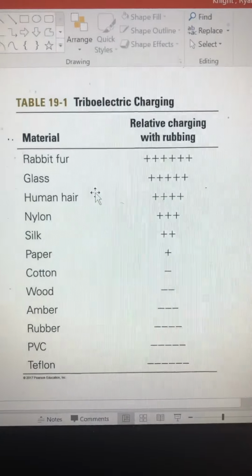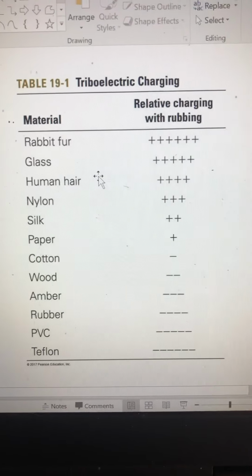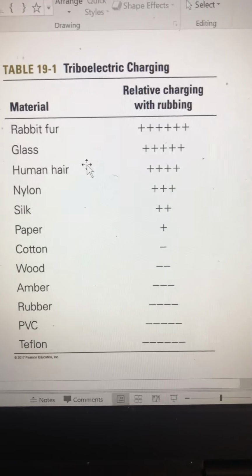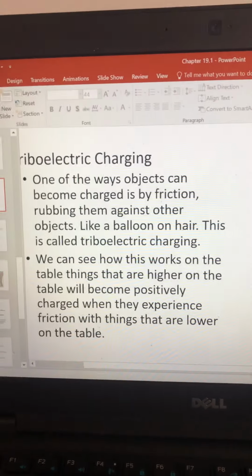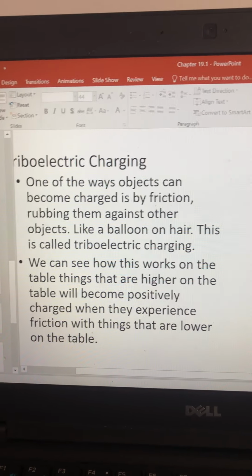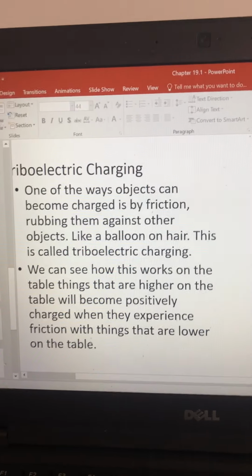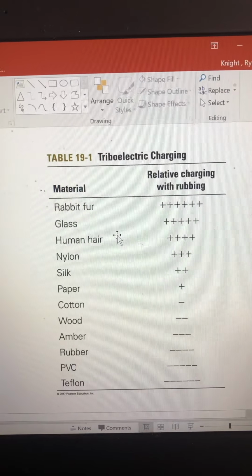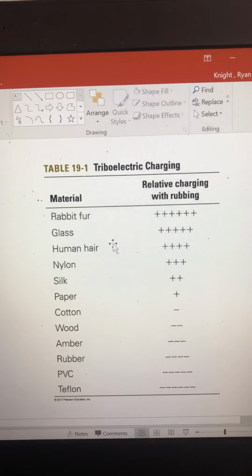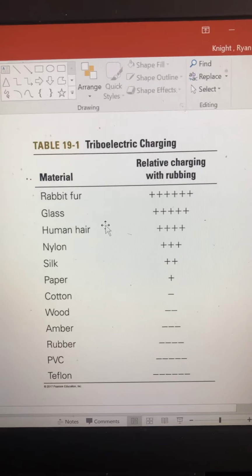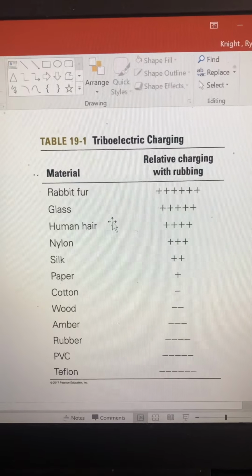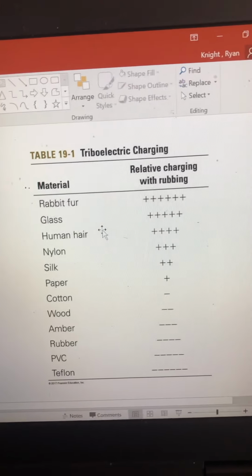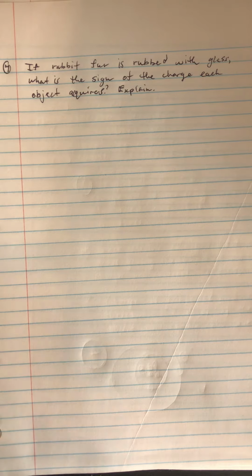So if we take a look at this, rabbit fur is all the way at the top, very positive. It likes to become positive. We can see how this works on the table. Things that are higher on the table will become positively charged when they experience friction with things that are lower on the table. So if we rub rabbit fur, which is at the very top of the table, with glass, which is right below it, because the rabbit fur is higher on the table, it will acquire the positive charge, while the glass acquires a negative charge.